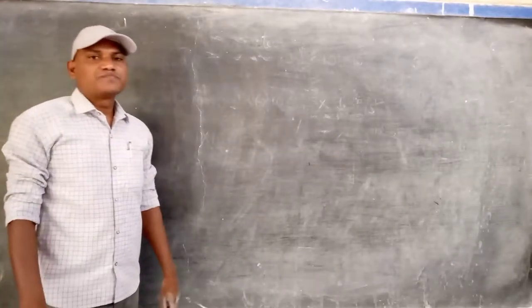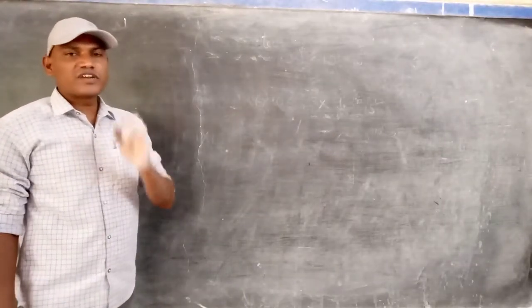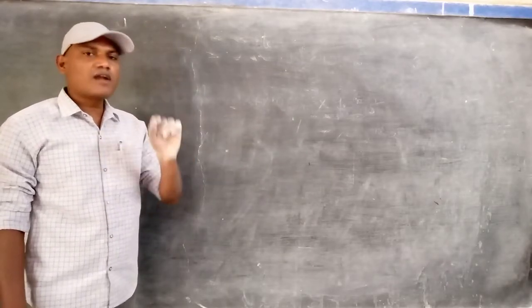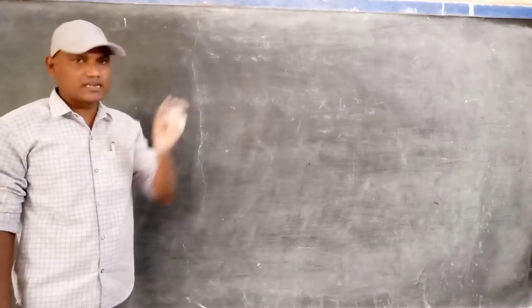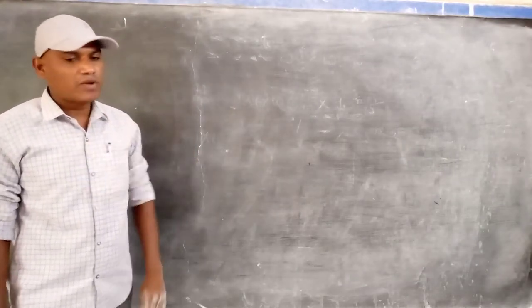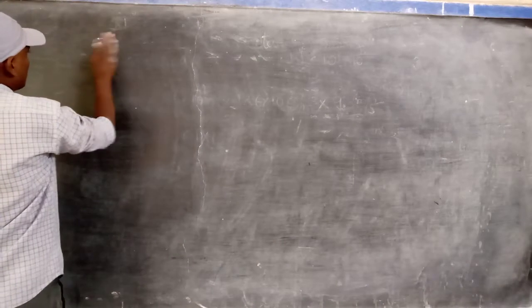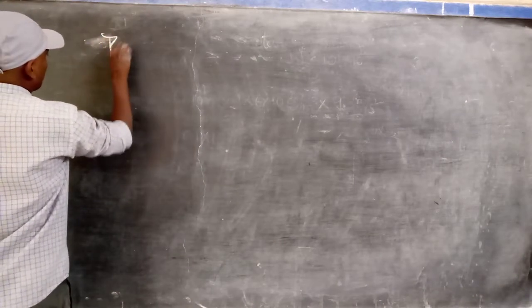The other defects of the eye are presbyopia and how we can correct it, and astigmatism and how we can correct it. So our third one is presbyopia.